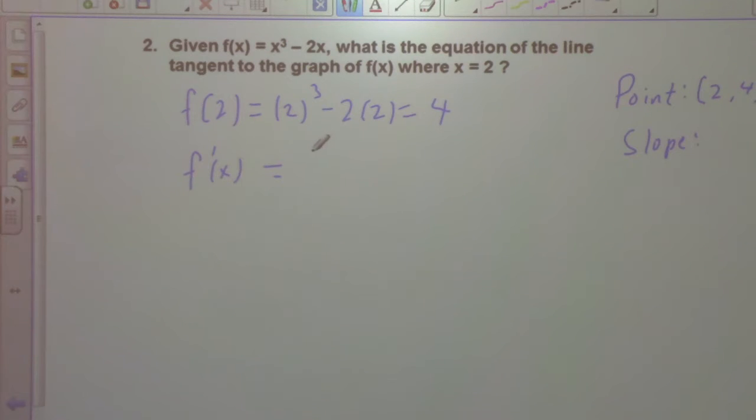And slope, to find slope, we're going to find f prime of 2, but first we'll find f prime of x, which is going to be 3x squared minus 2. And then f prime of 2 is equal to 3 times 2 squared minus 2. So we get 3 times 4 minus 2 is 10. I call that m sub t equals 10.